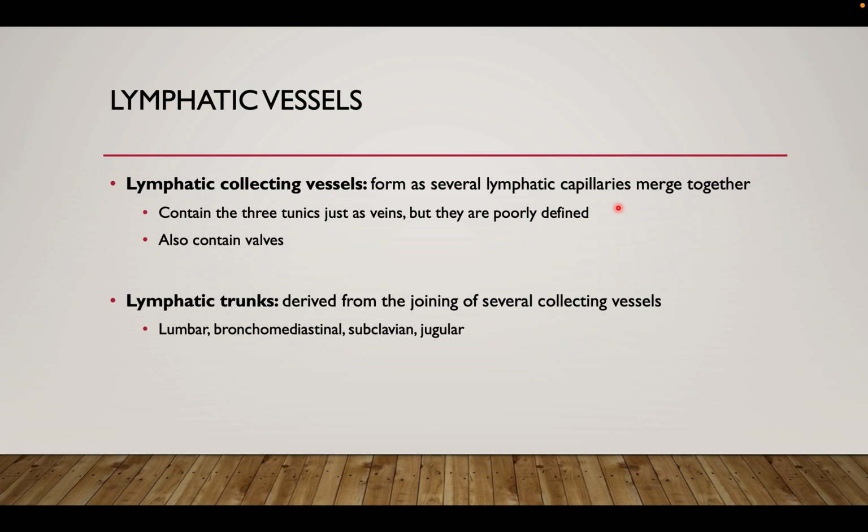Okay, so there are lots of different lymphatic trunks, but we're going to focus on the lumbar, the bronchomediastinal, subclavian, and jugular. And we'll see there's also intestinal trunks. We'll see the intestinal trunks and our lumbar trunk come together, and they're going to form a really large kind of lymphatic sac-like vessel, and we'll look at that in just a bit.